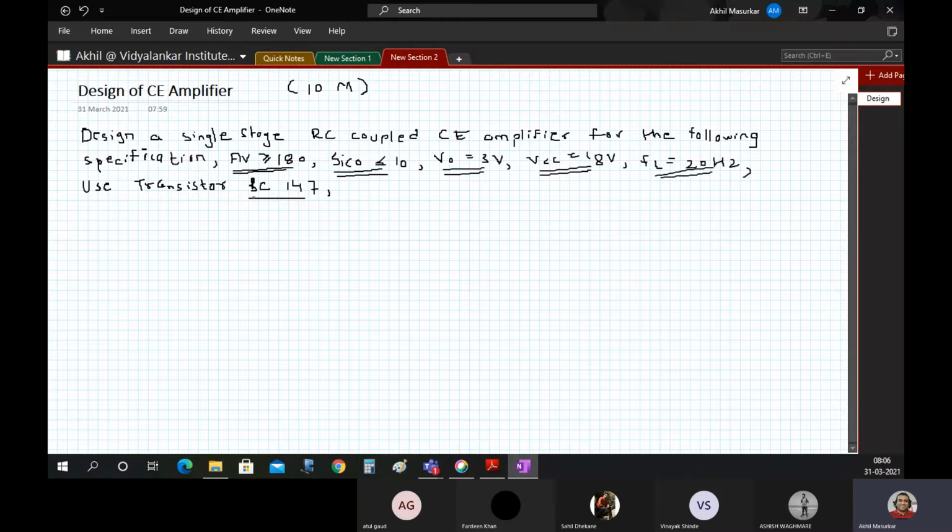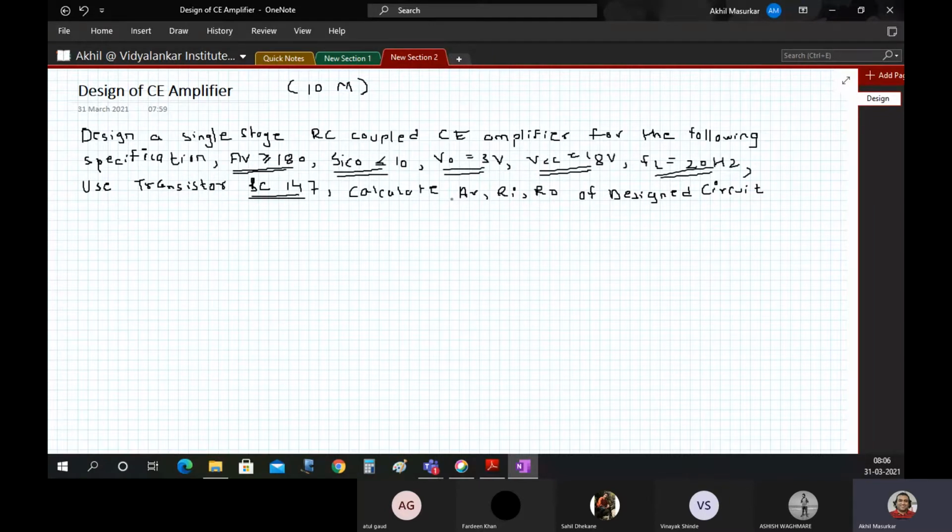With which transistor? BC147. They are also telling us to calculate AV, RI, and RO of the designed circuit. So something that they are telling us to do, and we should be able to do this. Now the only thing that we have in hand is the transistor specifications.